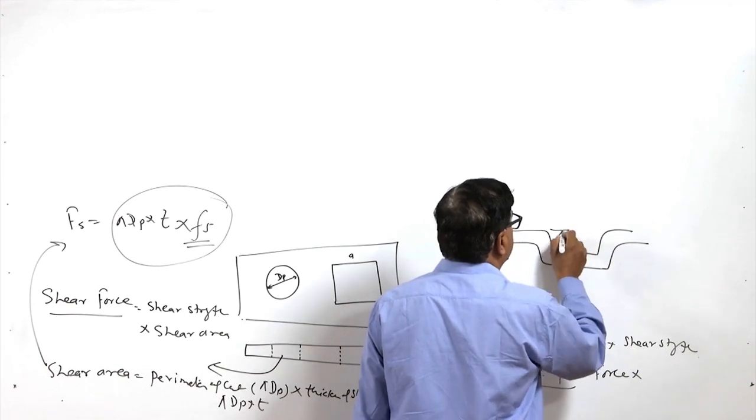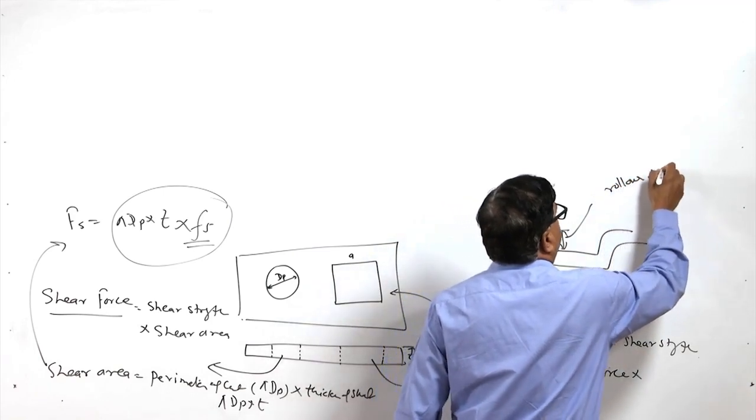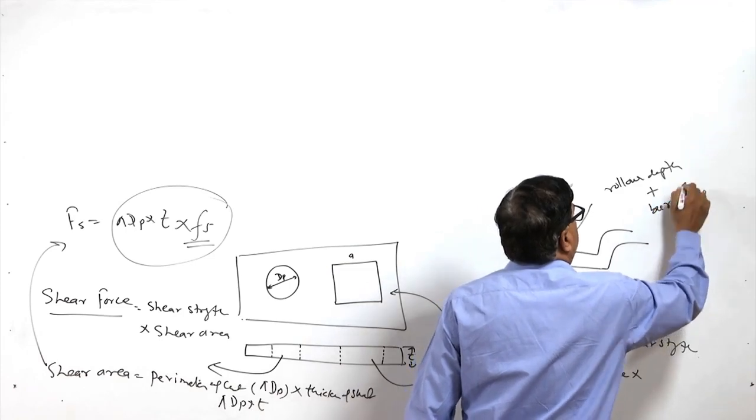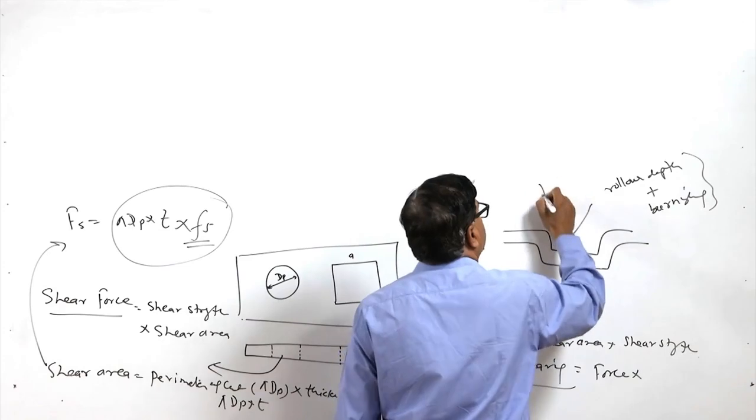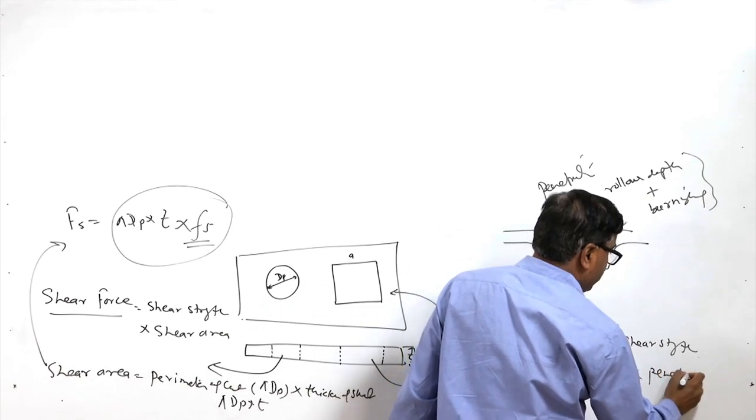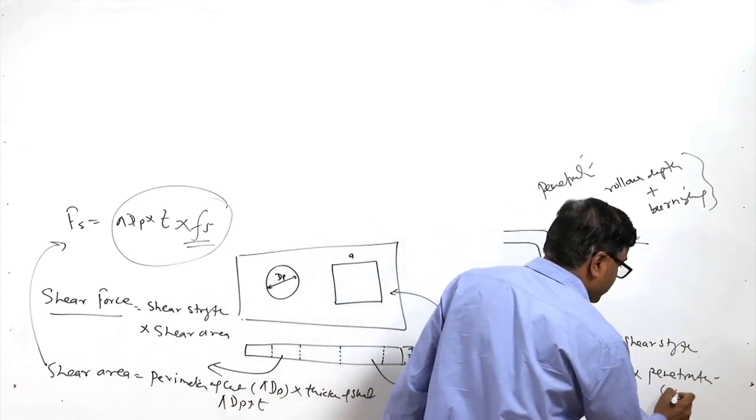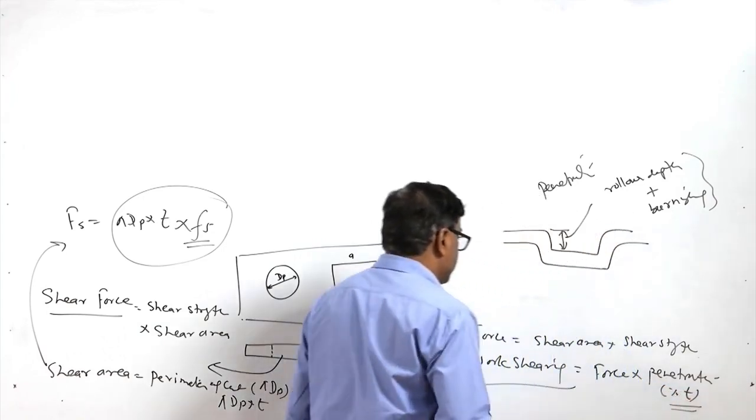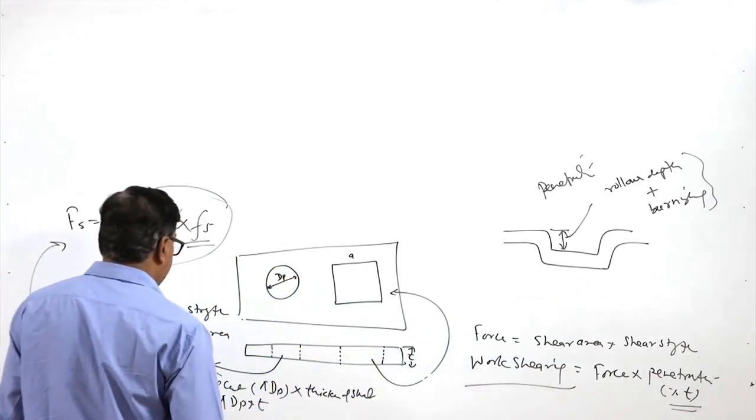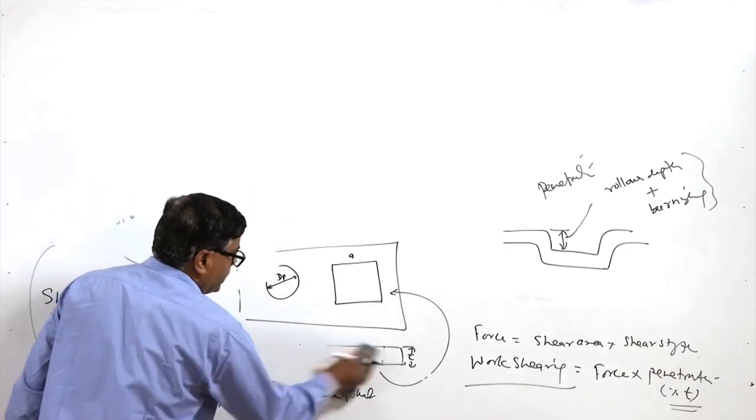Say this is the depth of the penetration, which is basically the sum of the rollover depth or the deformation depth plus the burnishing depth. So the sum of these two is used as the penetration. It is expressed as a percentage of the sheet thickness. So if we multiply the shear force by the penetration, we will get the work required for the shearing. Here we will consider one example now.